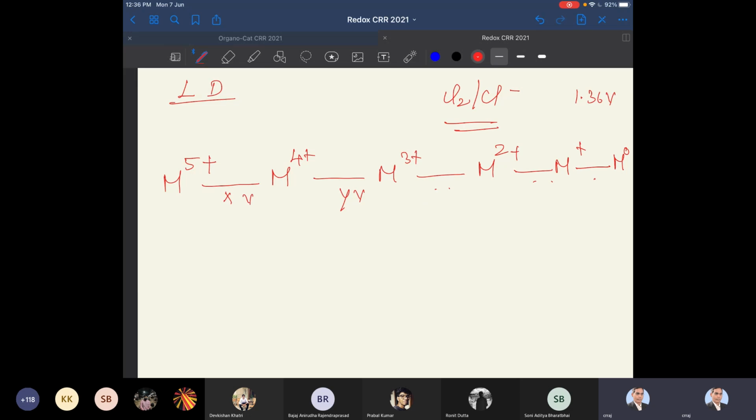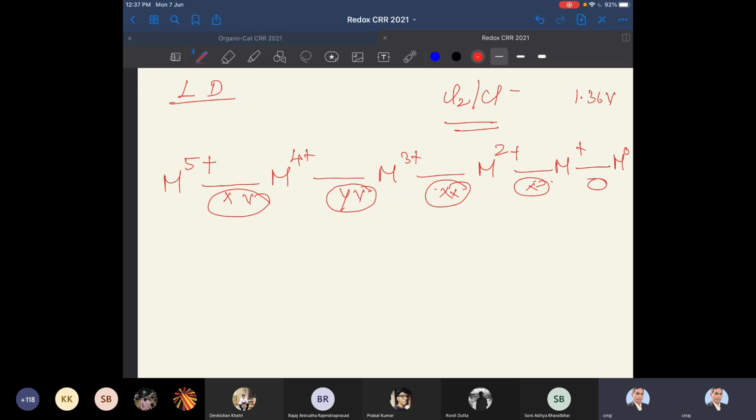What happens is that you have M5+ to 4+. What is the reduction potential? This is the reduction potential. And then 4+ to 3+ is the reduction potential. And here your 3+ to 2+, and so on it goes here. All the reduction potentials are listed, or represented, in a single diagram.